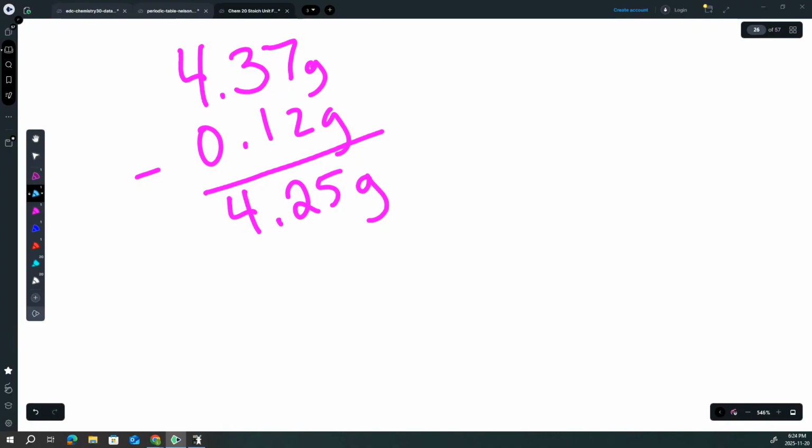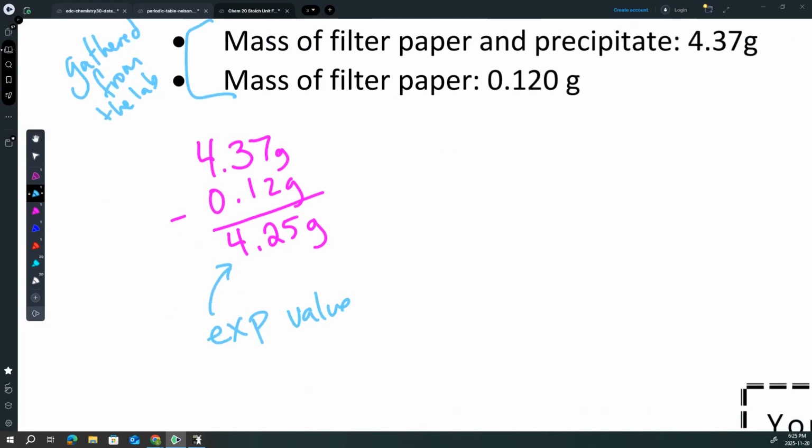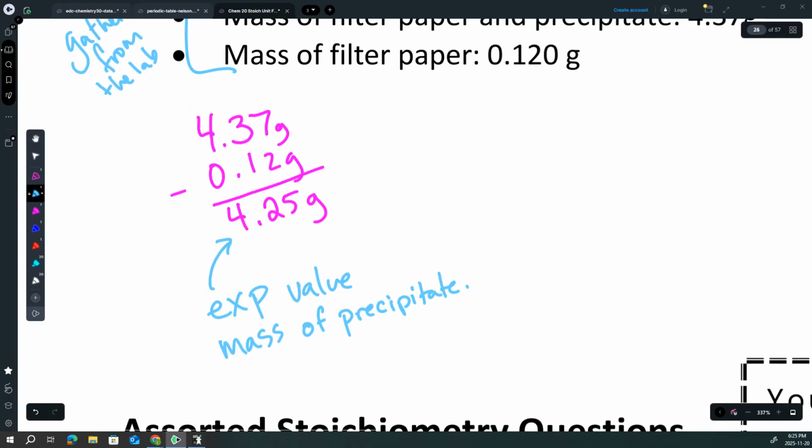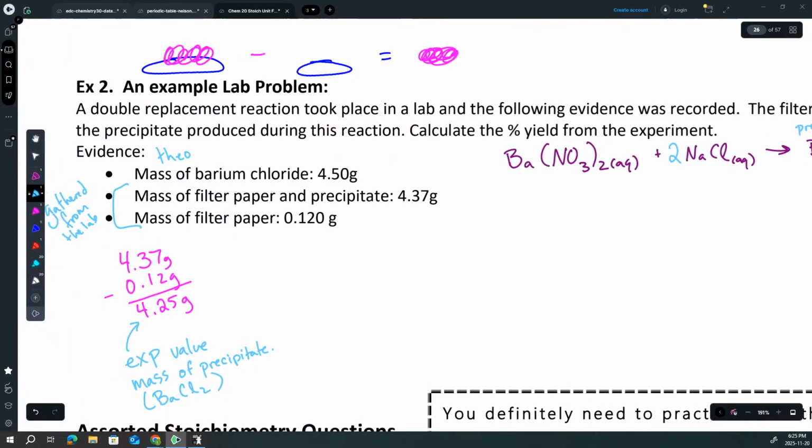Okay, so this right here, that is the experimental value because the two numbers that we used to get it were gathered from the lab. Mass of precipitate, which in this case is barium chloride. Okay, I'm just putting this in brackets just to be specific here. Okay, so let's figure out percent yield from this.